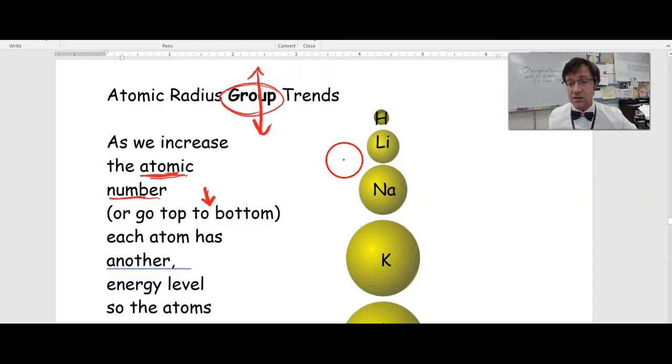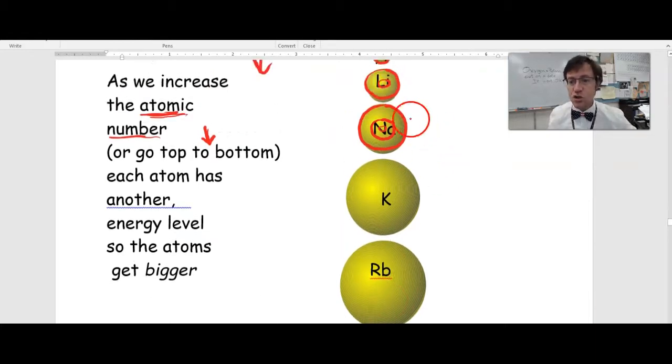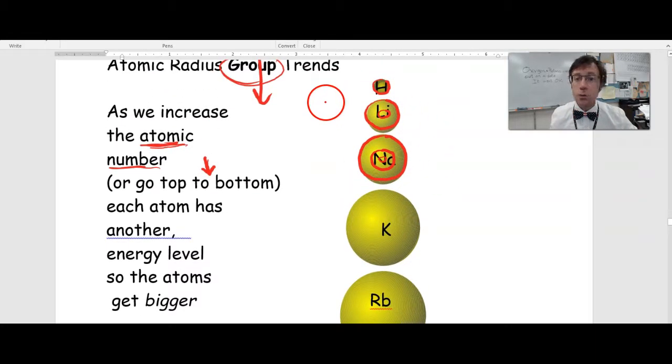So here is hydrogen. It has 1 little energy level. And lithium, it's got 1, 2 energy levels. Sodium has 1, 2, 3 energy levels, and 4 and 5, and so on and so on. So this is the trend inside a group or a family.